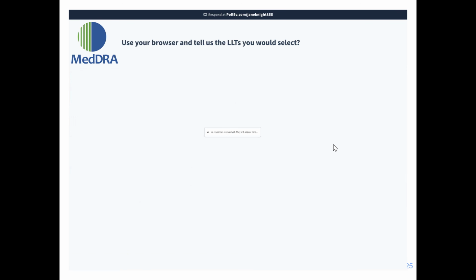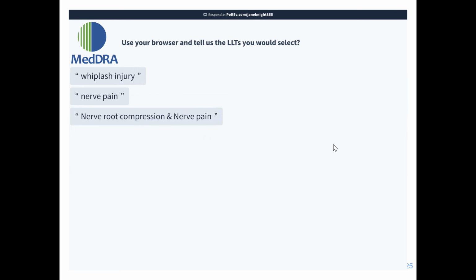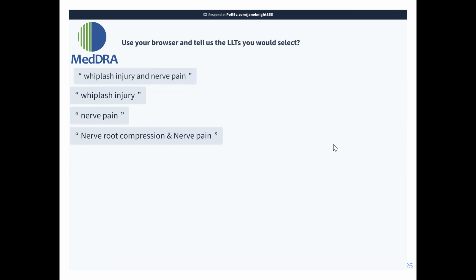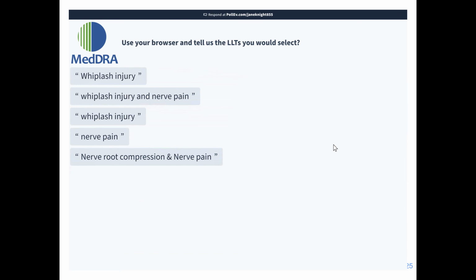So what would you do with this one? What would you code it to? You have a look in the browser and see what you would select. Nerve root compression and nerve pain. Nerve pain, so we've got some commonality there. Whiplash injury, yes, well that's important to capture, isn't it? Because that's the cause of everything. Whiplash injury and nerve pain, so there's a split.